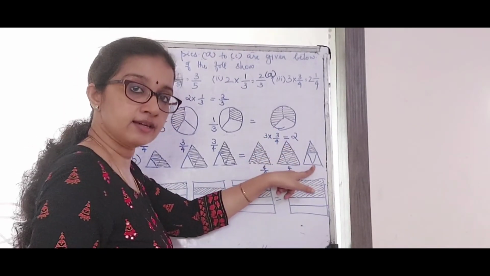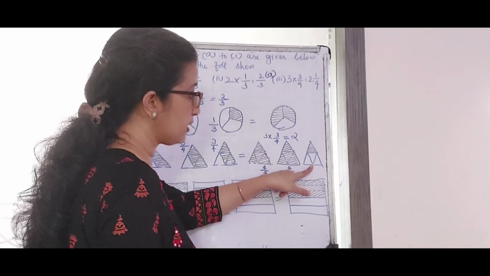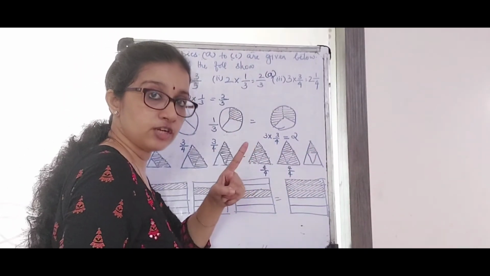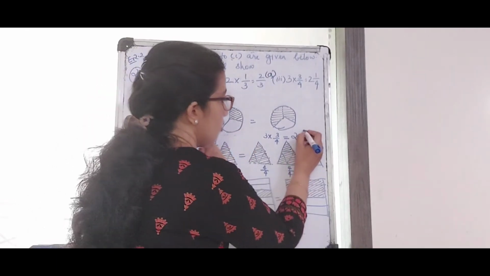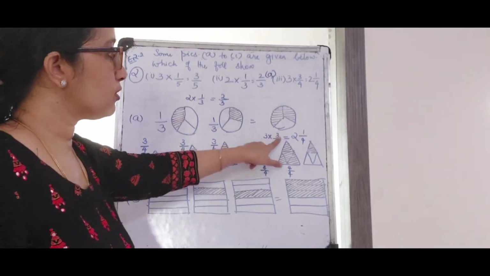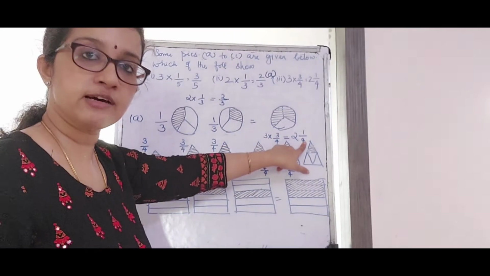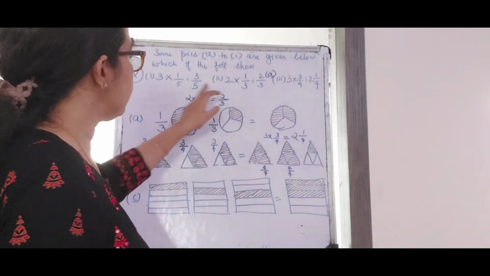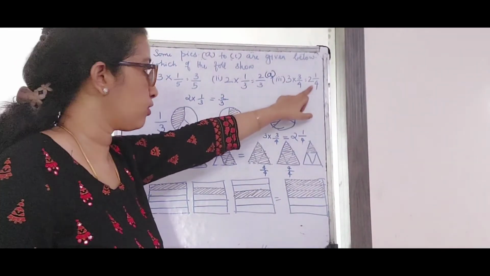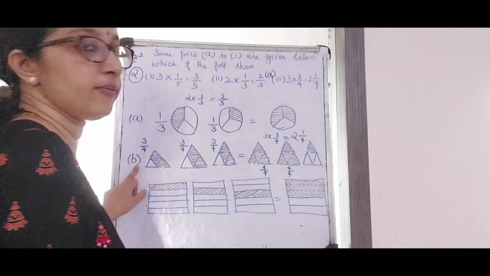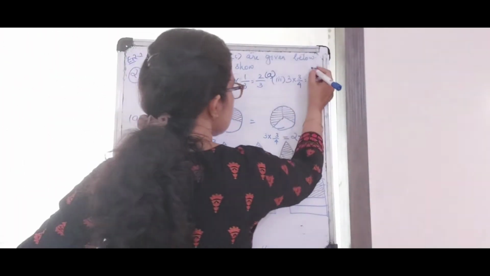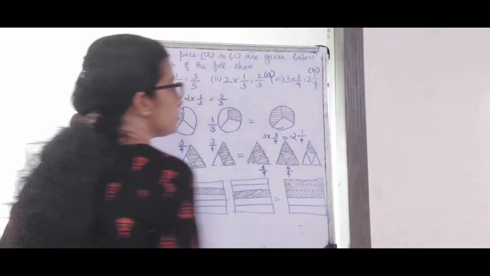Now let's take the third triangle. Here also it has been divided into 4 parts, but out of the 4 only 1 has been shaded. So how can you write it? 1 by 4. So 3 into 3 by 4 equal to 2 1 by 4 is our equation. So is it here? Yes. 3 into 3 by 4 equal to 2 1 by 4. So this corresponds to B. Right? So did you understand?